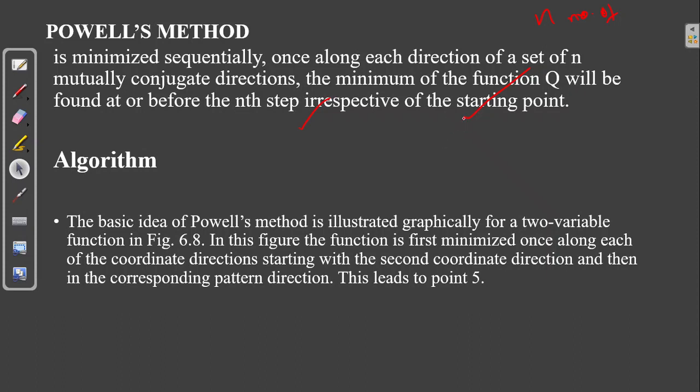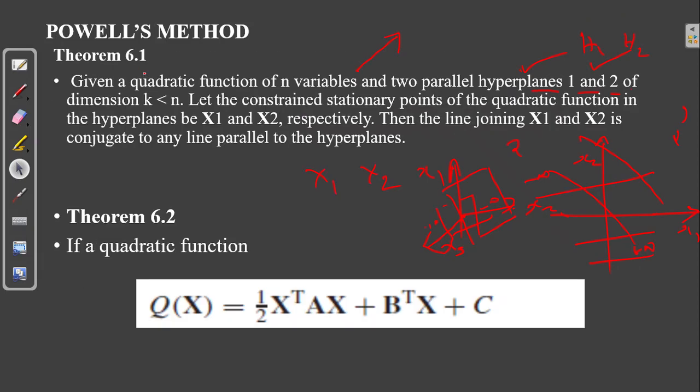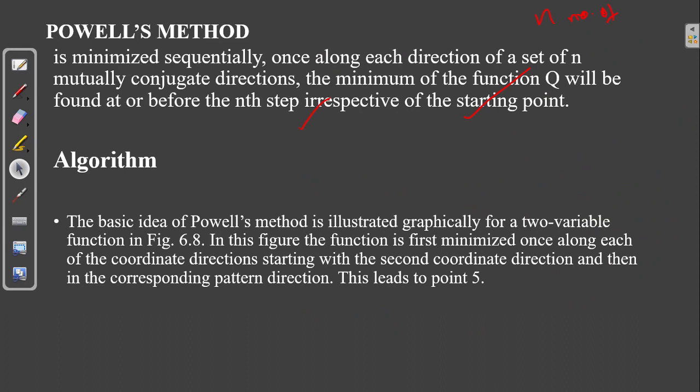That means the second theorem says that if a quadratic function given by q of x is minimized sequentially once along each direction of a set of n mutually conjugate directions, so you have to find n mutually conjugate directions and then search in those directions, then the minimum of the function q will be found at or before the nth step, irrespective of the starting point.